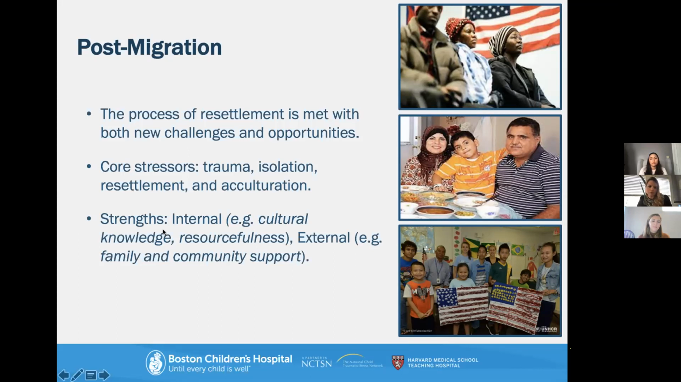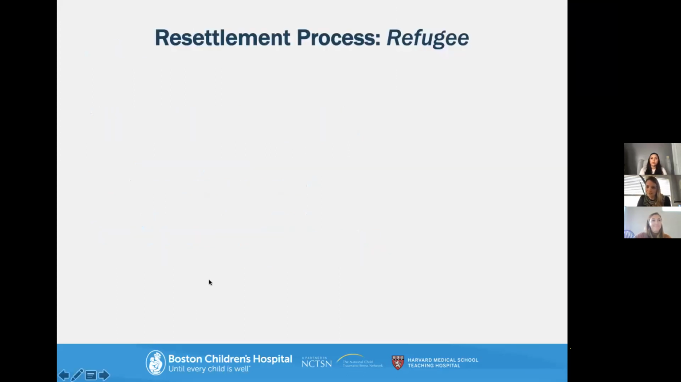But also it's important to know that those who are able to make the journey and arrive carry with them incredible resilience and strengths. And as providers, it's important for us to think about internal strengths that individuals carry, like their cultural knowledge and resourcefulness, but also external strengths, like their family and community support, the resources they have, and their degree of hope for a new life. So there are always strengths that individuals bring as part of that post-migration process. And I'll pass it over to Caroline.